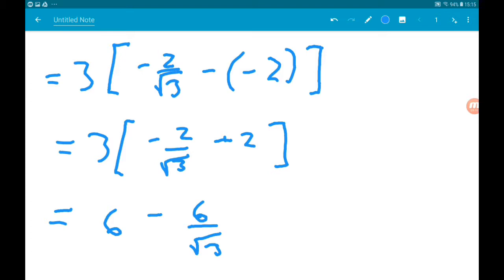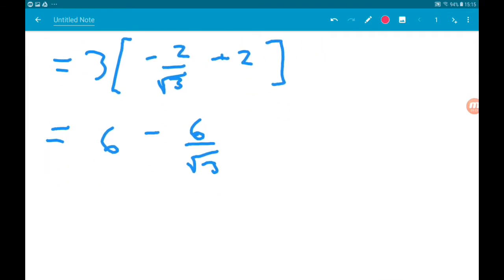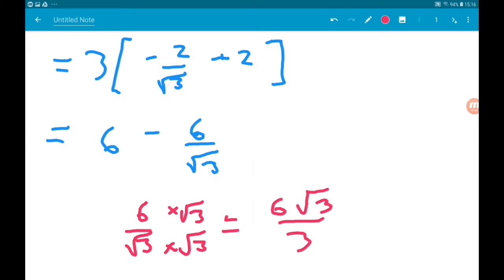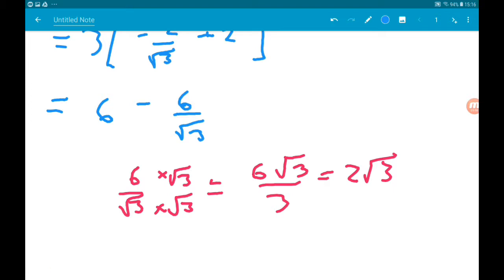Okay, so now we need to rationalize that 6 over root 3. So we multiply the top and the bottom by root 3. So we then got 6 root 3 over 3, which is 2 root 3. So finally then, the area is 6 minus 2 root 3, as we wanted to show.